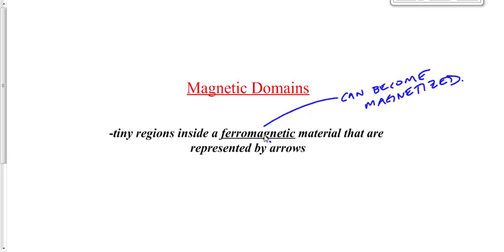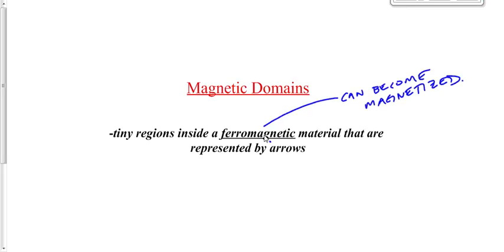Now, if you look at a ferromagnetic material under a microscope, you're not going to see a whole bunch of little arrows. In fact, you're not going to see anything that is going to tell you that it's ferromagnetic or magnetic or whatever. If you could magnify it enough, you would see electrons spinning, electrons rotating. And patterns of electron spins would give you domains.